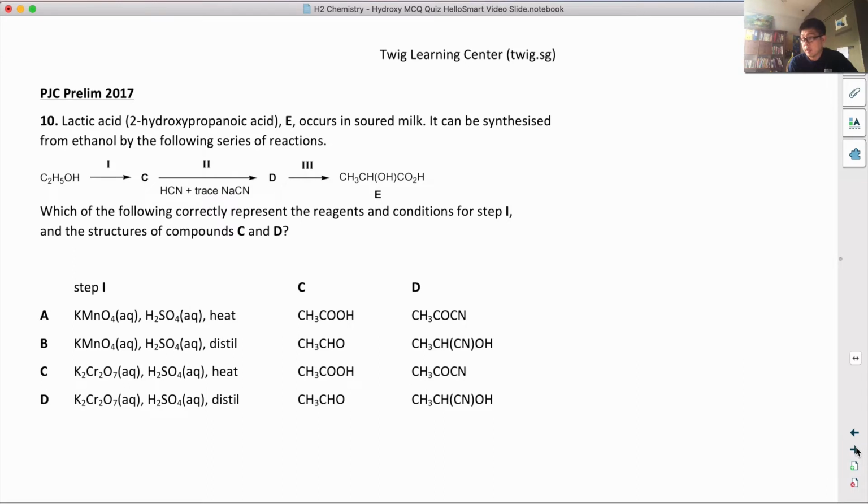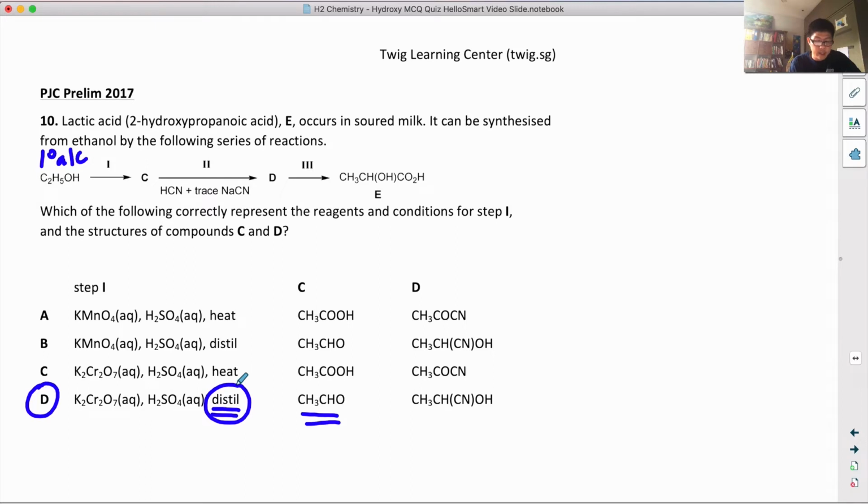Let's look at question 10. Maybe I'll just go straight into the answer. All right, so the answer is actually D. So let's see what D is. After step 1, the alcohol with dichromate, H2SO4, distill: this is a primary alcohol, so it will be oxidized to an aldehyde. Can you see? It becomes an aldehyde because of the word distill. It doesn't get oxidized all the way to carboxylic acid.